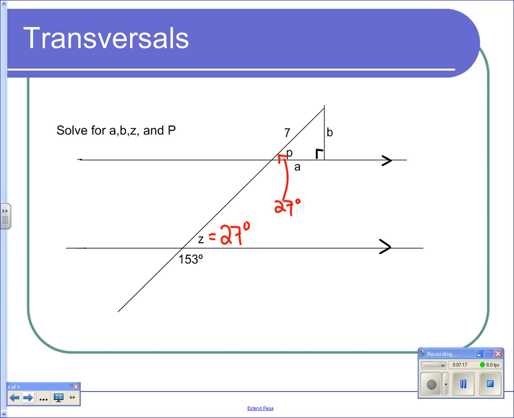How could we find A and B? Sine and cosine. Why can't we use Pythagorean theorem? Because we don't have to. Okay. So if I want to find A, what would I do? If I wanted to find A, what would I do? Cosine of 27 is what? Does that make sense? So what would you get for A?